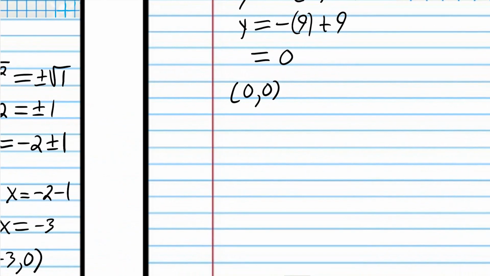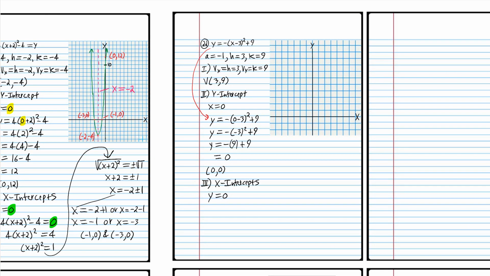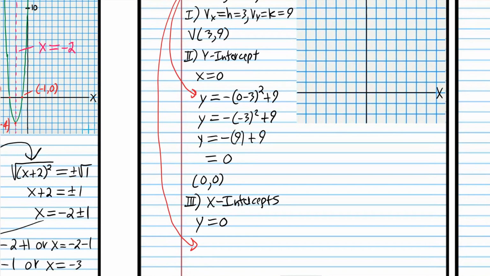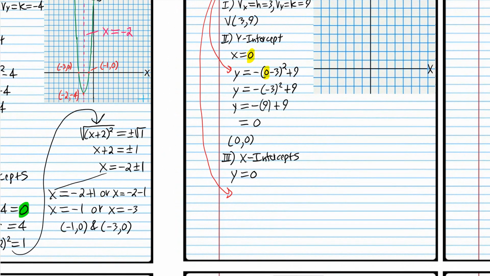All right, so now we're going to find the x-intercepts. And to do that, we're going to let y equal 0 and plug in 0 for y in the original equation. And just to be clear, this 0 came from there. So letting y equal 0, we have 0 is equal to negative (x minus 3) squared plus 9.